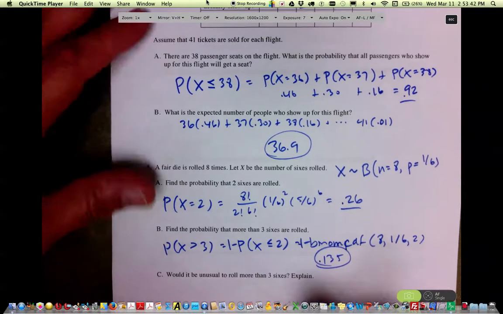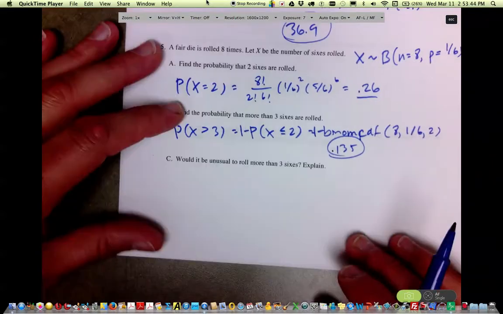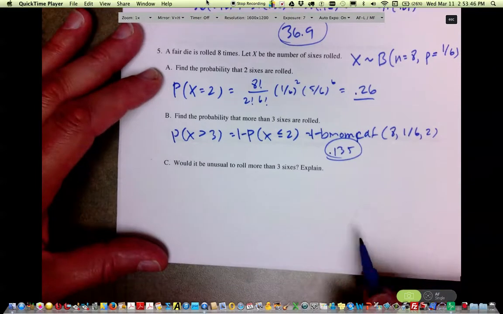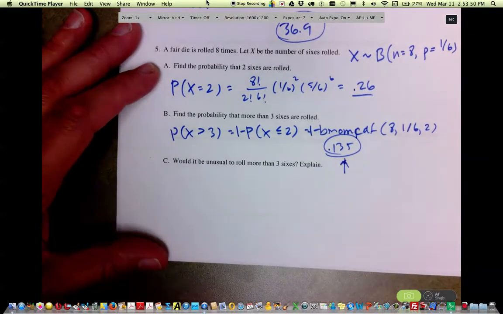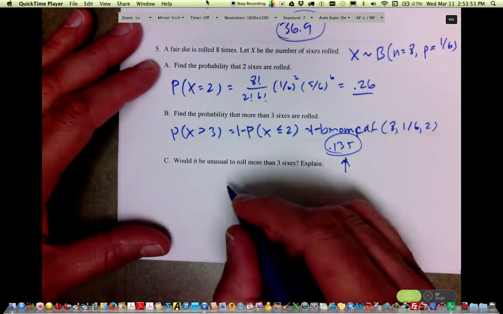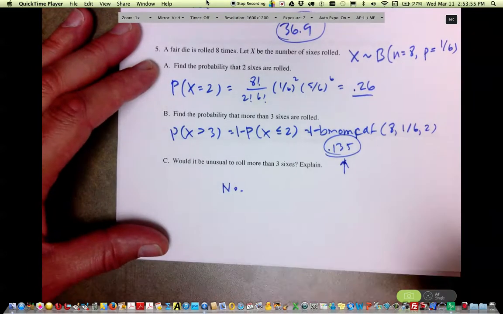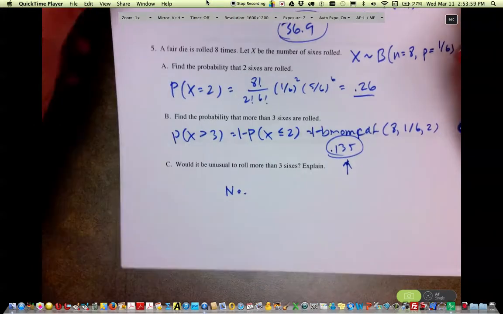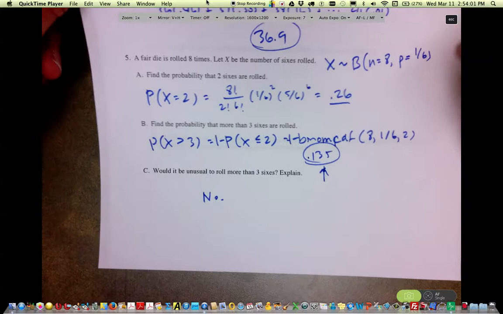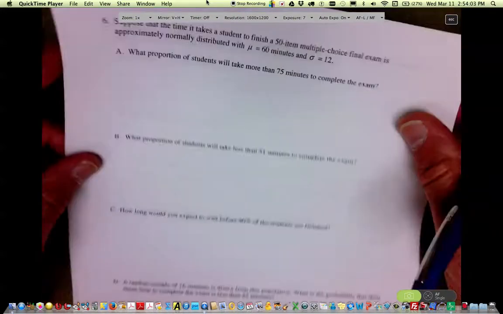Okay, then the last question is, would it be unusual to roll more than 3 6s? All right, well, here's the probability. If something happens 13.5% of the time, are you surprised? I would say no. 13.5% is a fairly high probability. It's a fairly likely occurrence. All right, next page.